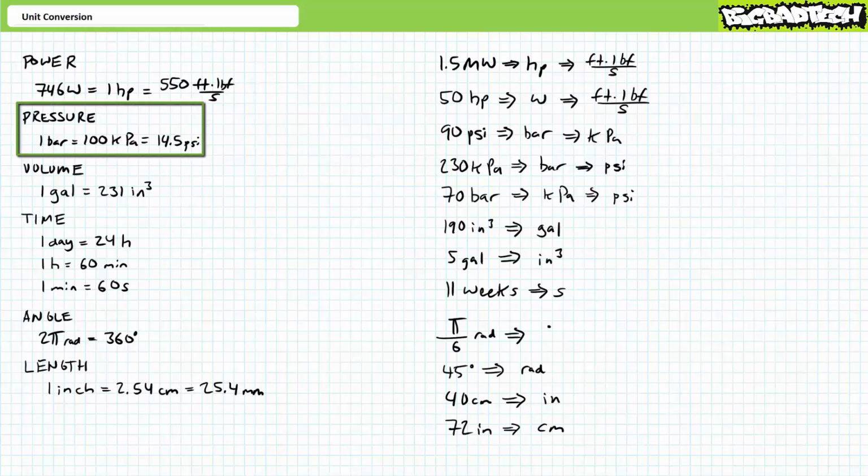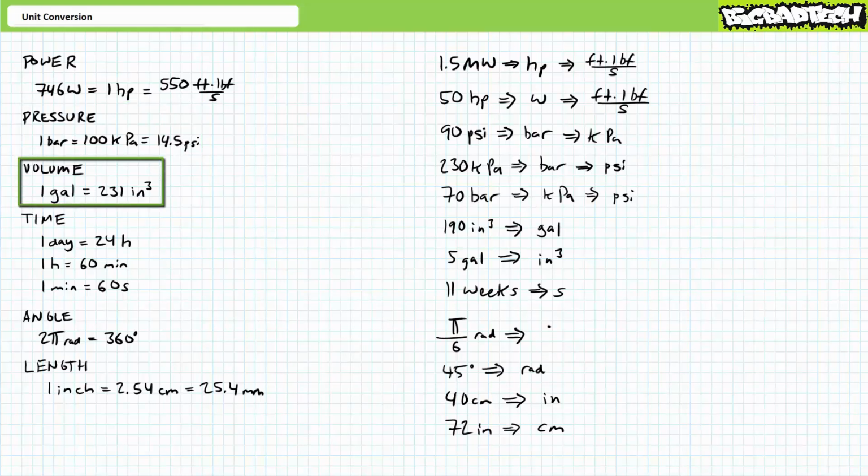Pressure. 1 bar is equal to 100 kilopascals, which is equal to 14.5 psi. Both bar and pascals use engineering prefixes, whereas psi's don't. Volume. 1 gallon equals 231 cubic inches. Neither of these units use engineering prefixes. Time. 1 day equals 24 hours, 1 hour equals 60 minutes, and 1 minute equals 60 seconds. None of these units use engineering prefixes.